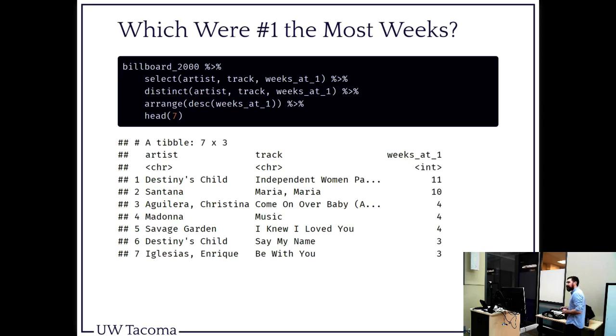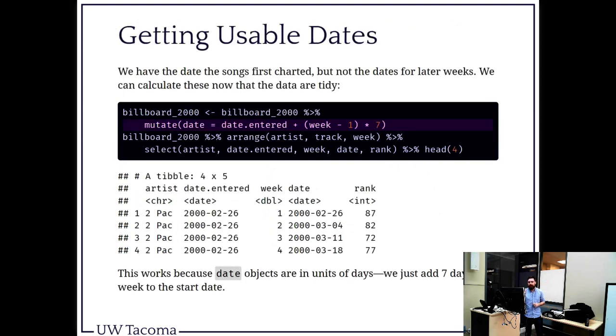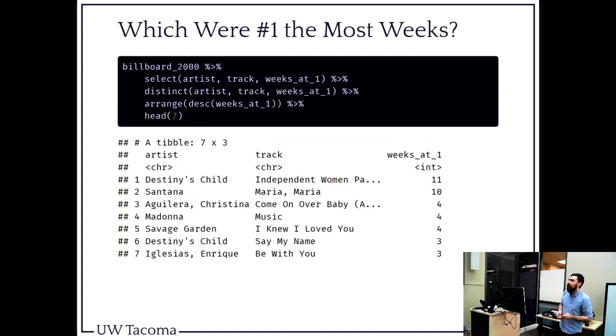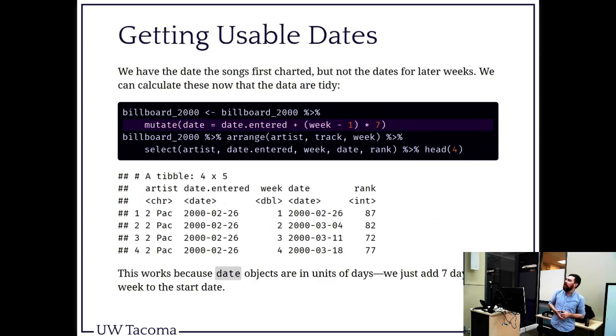I'm going to do a little bit more with these at the end if we have a little bit of time. Okay. Another thing we might want to do is get usable dates. So right now, it's not shown here, but we have the date it entered. We might want to know what is the date in each week going on. So instead of it being like week 1, week 2, week 3, we want to actually have the week it was in. So it's like, I want to know, oh, the second week for this song was the first week of November. For this particular song, its second week was the second week of March or something like that.